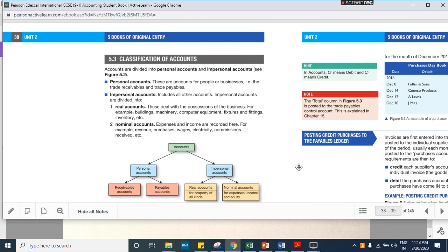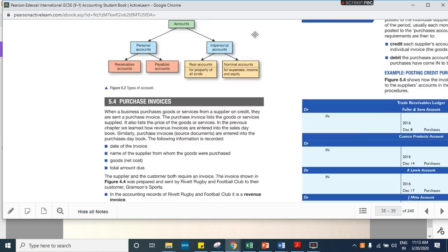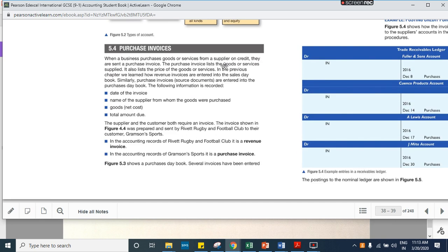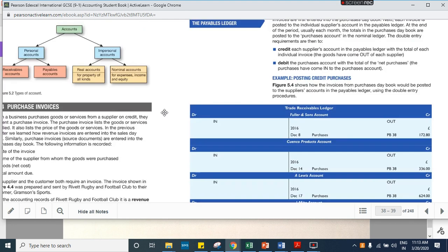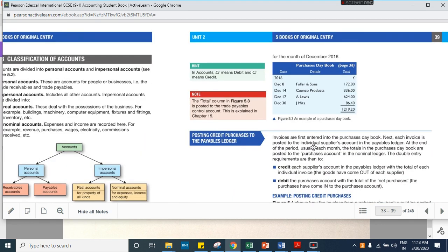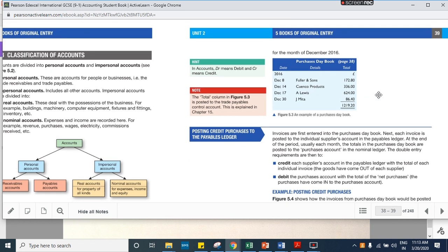Moving to page 38, that gave the classification of accounts, which I already explained to you. Purchases invoice we already went through in the previous topic. And this is how the format of a purchaser's day book looks like. If there are trade discounts, it's a bit different.